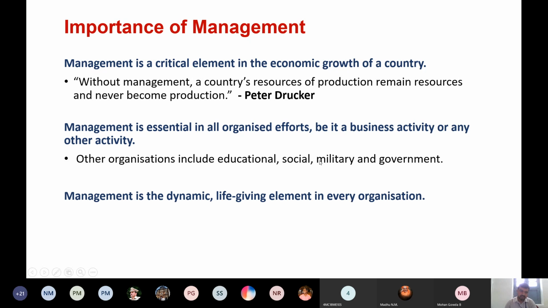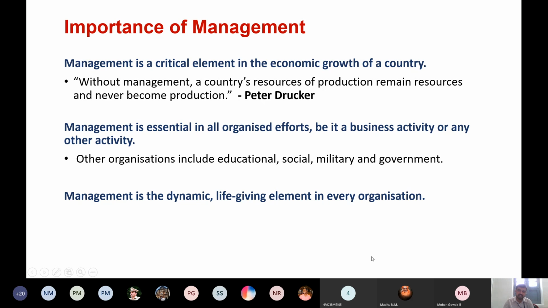Okay, next, management is the dynamic life giving element in every organization. So that means if management is not doing its role properly, then that organization will be in trouble. It may be a nation, or it may be any organization. So the role of managers is very important. If they don't manage the resources effectively, then that organization will be in trouble.